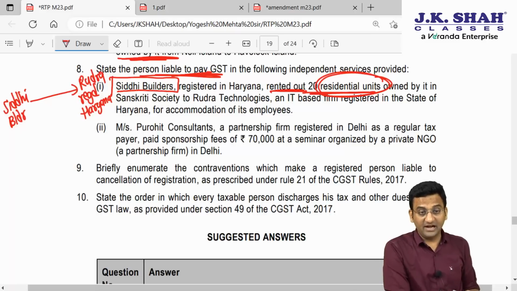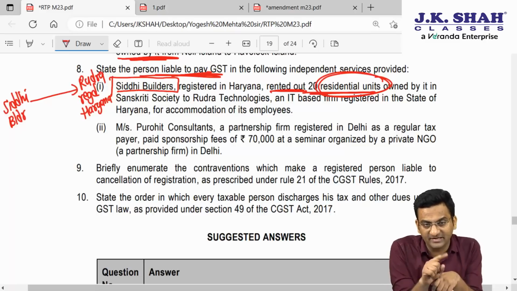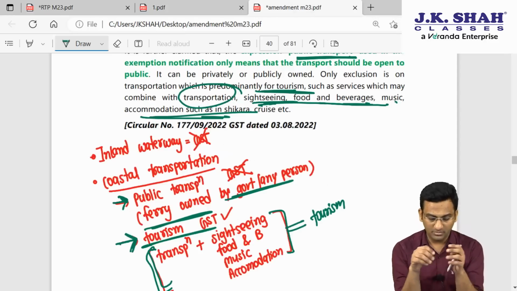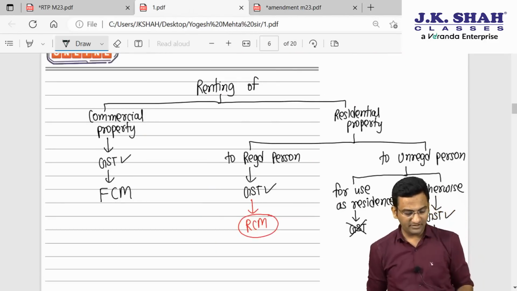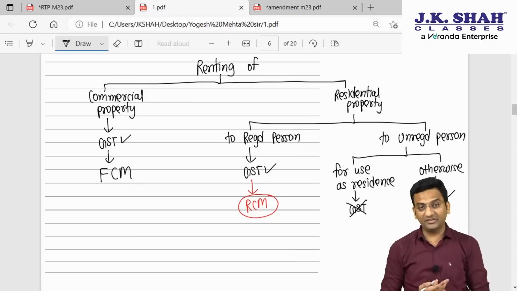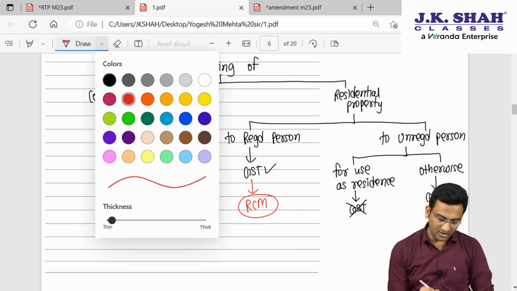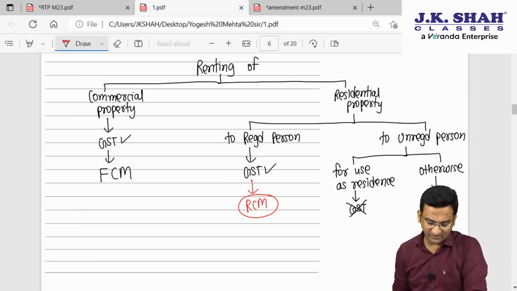And it is let out for the accommodation of the employees. Now the question is, Siddhi Builder is letting out the 20 residential units to Rudra. Rudra is registered in the state of Haryana, friends. Now, if you do remember, friends, there is an amendment in renting service. In case of renting service, an RCM is introduced.